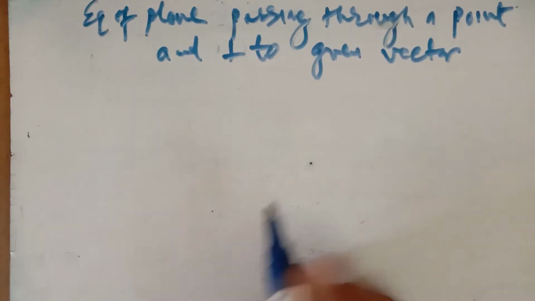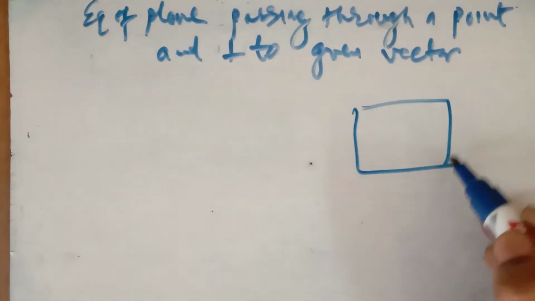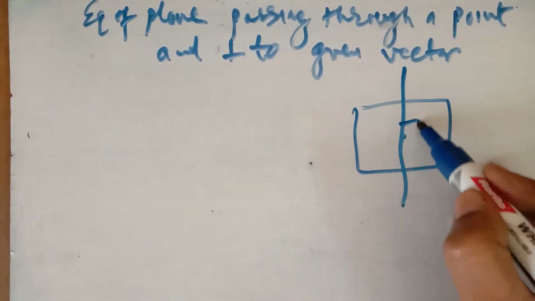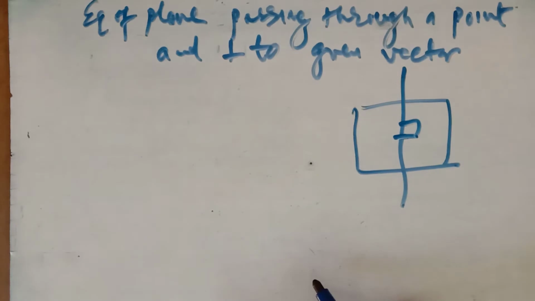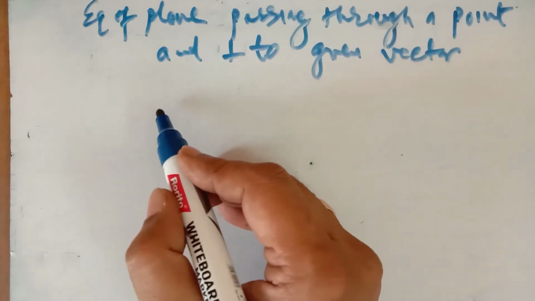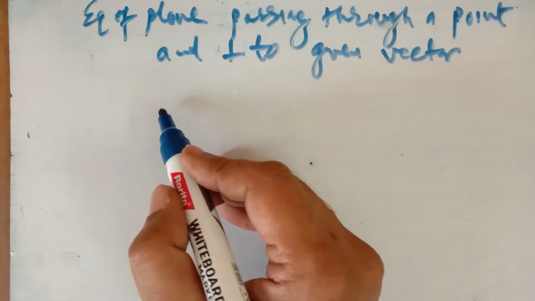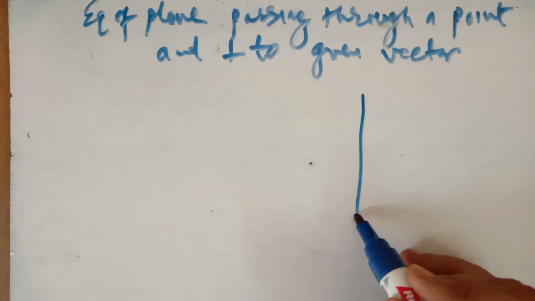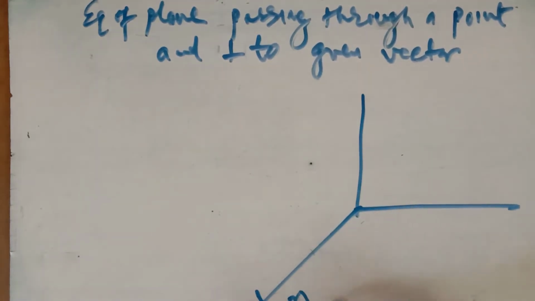Now let us take, we can have it like this. There is a plane which is passing through a point and perpendicular to a vector. So we can draw it. Now let us take a plane. Let us take a plane passing through a point A. Passing through a point A.